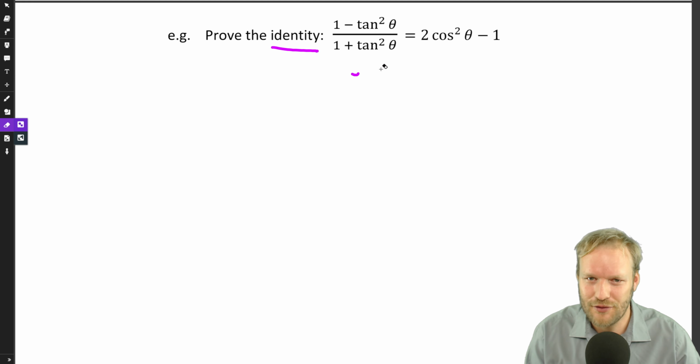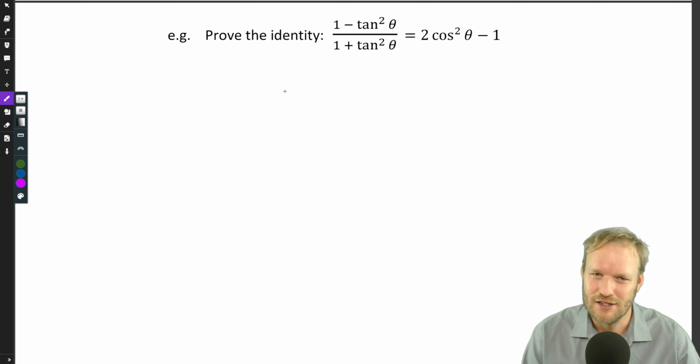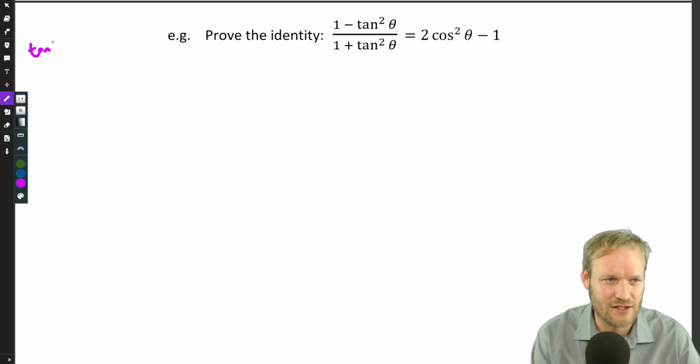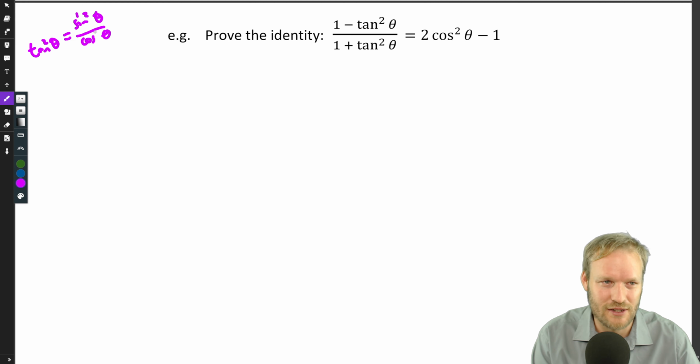So I'm going to pick the left-hand side. The reason for picking the left-hand side is it looks, A, more complicated, and B, it's got tan in it. Now, if we have tan, we know that tan theta is sine theta over cos theta. Useful little one that is going to be, well, useful, right? So, therefore, tan squared theta is sine squared theta over cos squared theta.